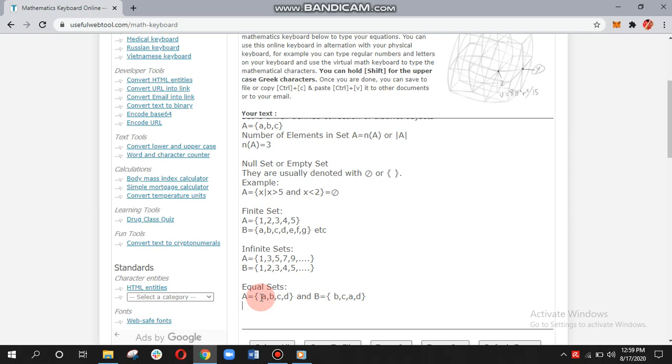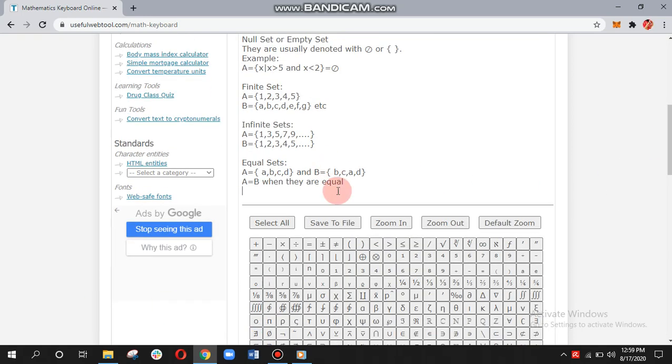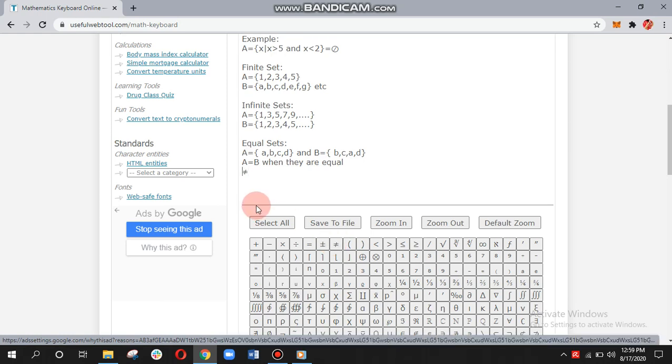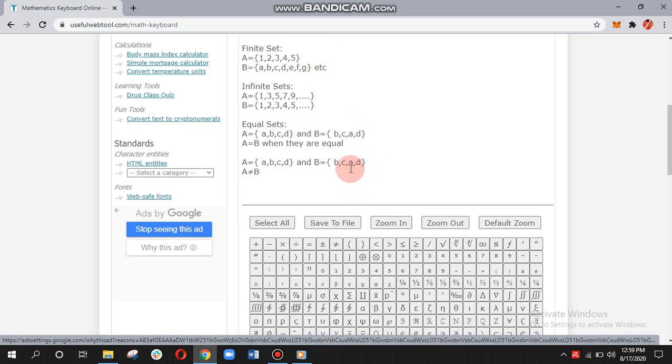We can say that A is equal to B when they both are equal. When not, we do not say so. We will simply write like this. We use this symbol when not equal. Let me copy this example. We have E right here. So A and B are not equal.